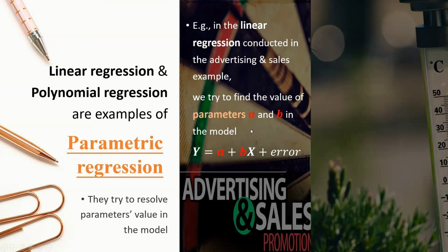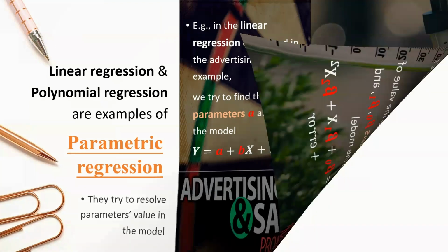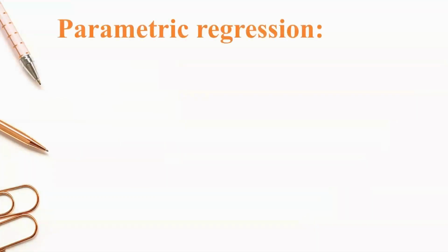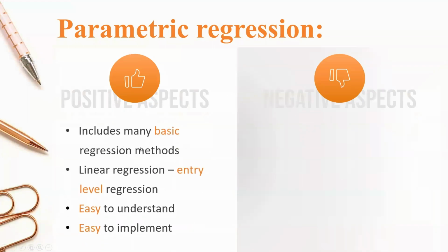So similarly, in the plants example, a polynomial regression is conducted, and we try to find the values of parameters beta 0, beta 1, and beta 2 in this quadratic function. Okay. So many people like parametric regression because it includes many basic regression methods.